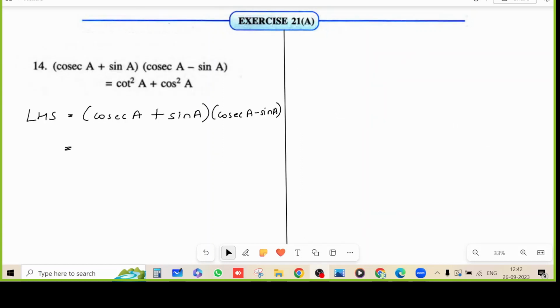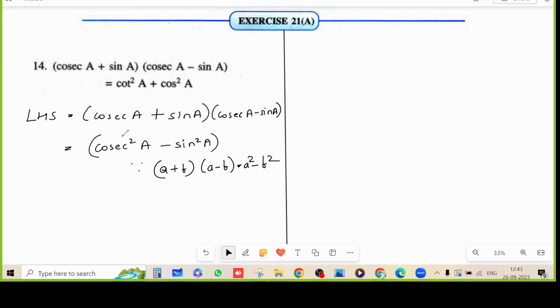So let's now begin with question number 14. The left hand side is equal to (cosec A plus sin A) into (cosec A minus sin A). So this is of the form (A plus B) into (A minus B). So we will use the property now. So this will give us the answer as cosec square A minus sin square A by the formula (A plus B) into (A minus B) is equal to A square minus B square.